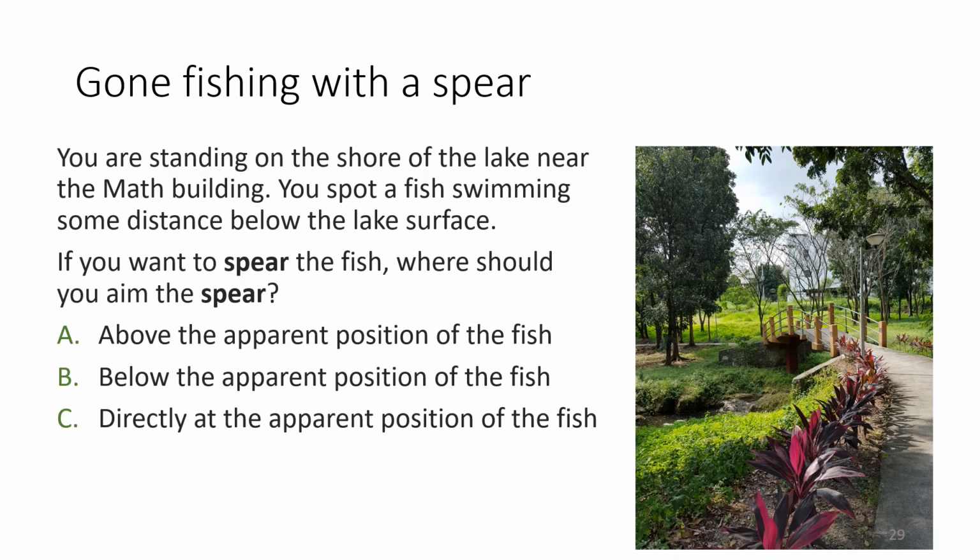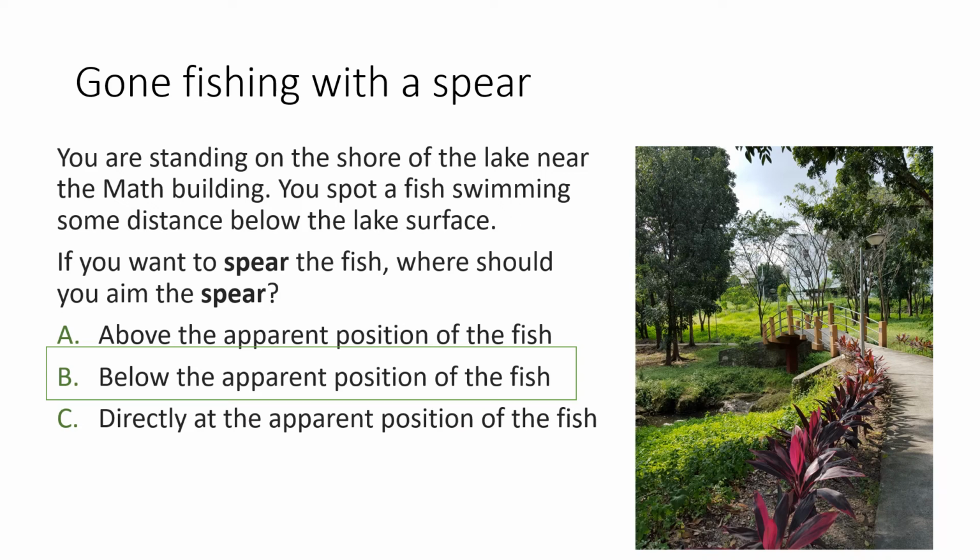Let's check our understanding of refraction with this scenario. Gone fishing with a spear. You are standing on the shore of the lake near the math building. You spot a fish swimming some distance below the lake's surface. If you want to spear the fish, where should you aim the spear? A. Above the apparent position. B. Below the apparent position. Or C. Directly where you see it. The answer for this exercise is that you should aim below the apparent position of the fish, or letter B.